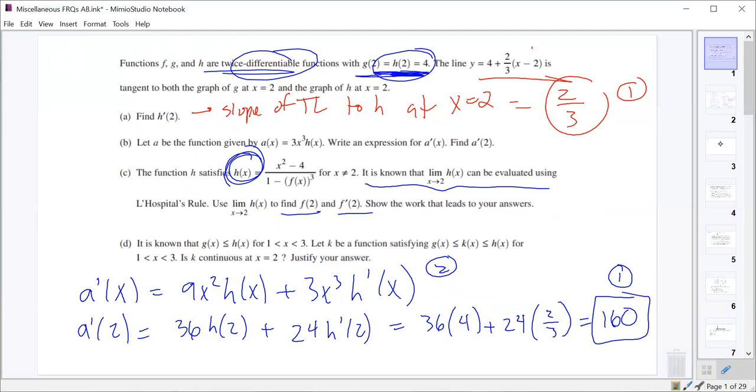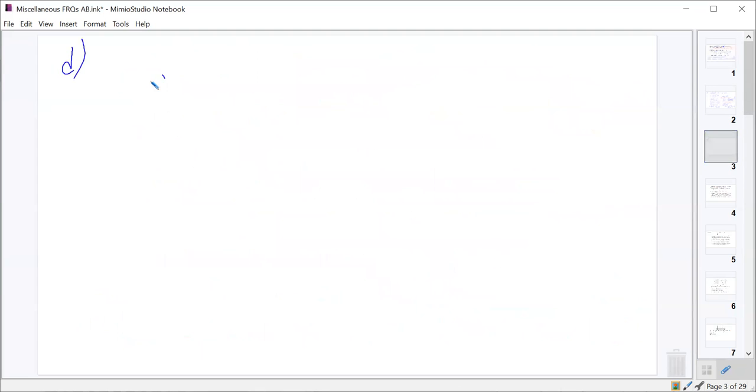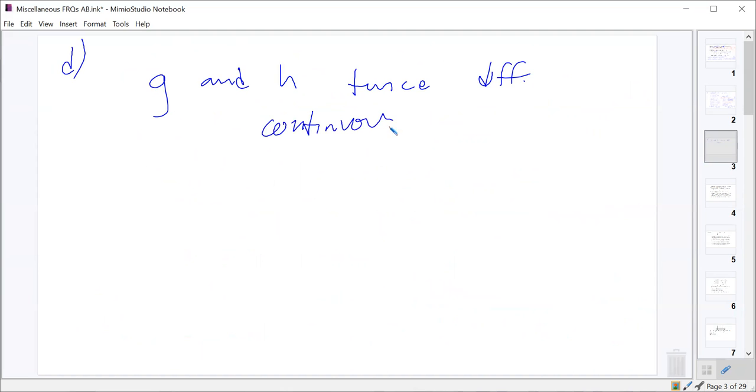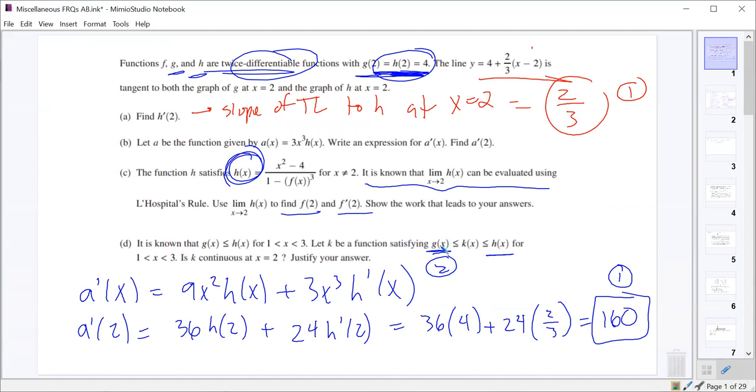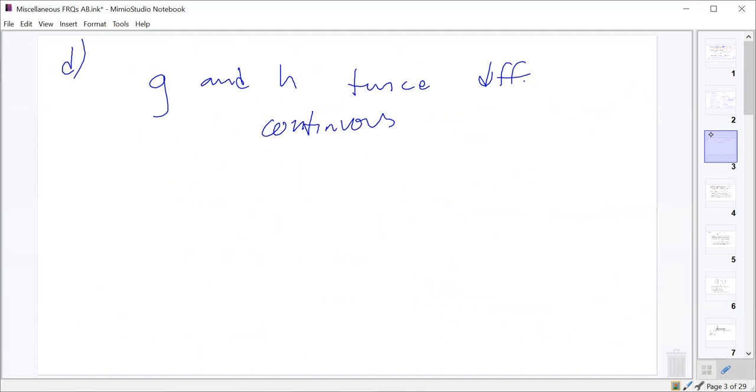Okay, first off, we know that we don't care about f. We know that g and h are both twice differentiable, which means they're both continuous. They can't be differentiable if they're not continuous. So that's a start here. We know that those ones are continuous. If those are continuous and k has got to be between them, and those limits are both equal to 2, what does that tell us? If these limits are both equal to 2, then the limit as x approaches 2 of k of x has to equal 2.